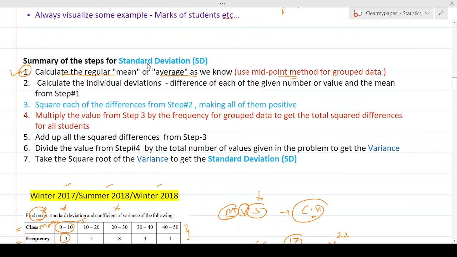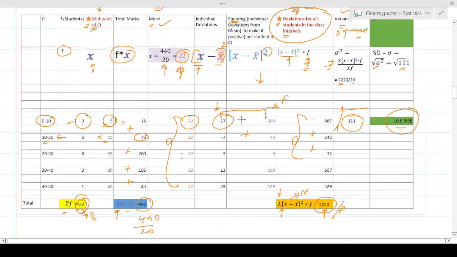If you see, calculate the regular mean as the first step, then step 2 is individual deviations, then square those differences, and again this thing in red, where you need to multiply this value by the frequency for the group data for the class interval, so that you get the total square differences. Then you add up the square differences divided by the mean to get the variance. And in the last step, you take the square root of this variance to get the standard deviation. So I've written that as a cheat sheet in case you want to remember, and that's how you need to find the standard deviation for group data.